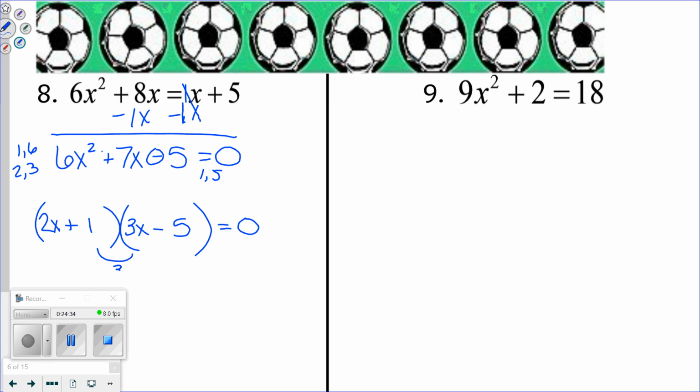If we check, that gives me 3x minus 10x. Did it work? What's 3 minus 10? That's negative 7x. So my signs are just backwards. There we go. All right, so signs are just backwards. And then set each one equal to 0. So 2x minus 1 equals 0. 3x plus 5 equals 0.